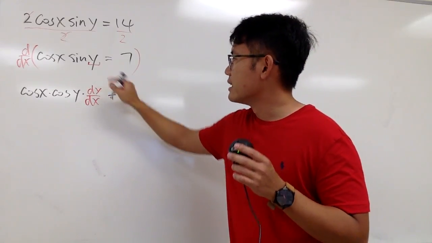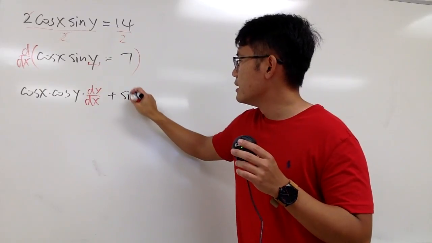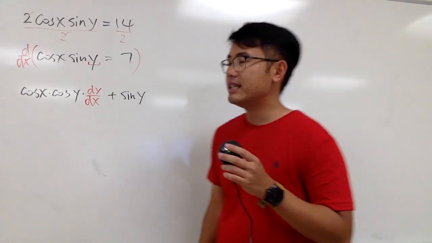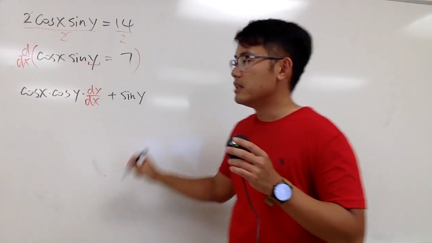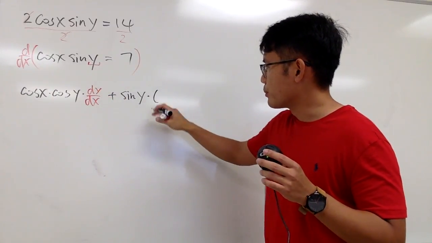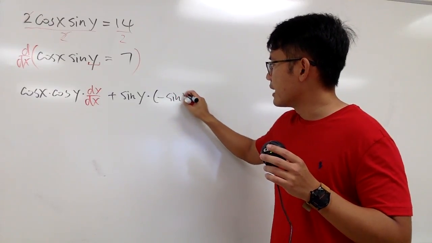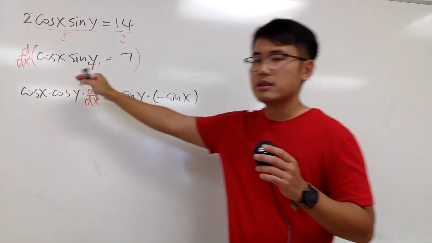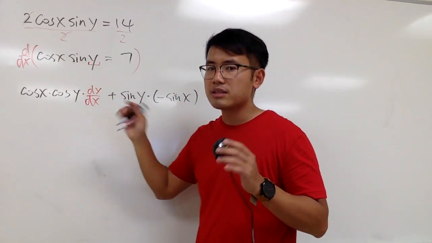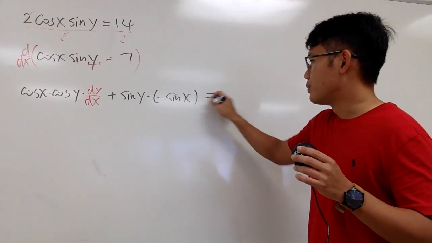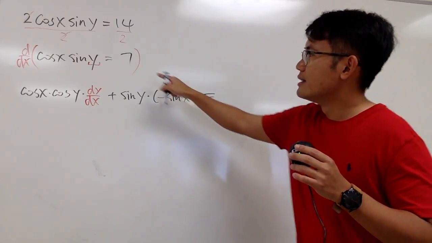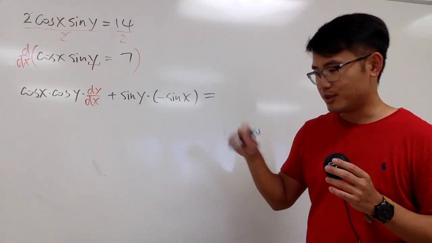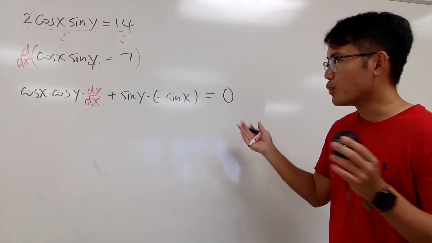And then we are going to add the second function, namely sine y times the derivative of the first. Derivative of cosine x is negative sine x. So I'll put down parentheses, negative sine x, like that. And that's pretty much it. And for this, you don't have to multiply by dx/dx, because that's technically equal to 1. So that's pretty much it right here. And then the derivative of a constant 7 is just 0. So this is equal to 0. So that's all we have.